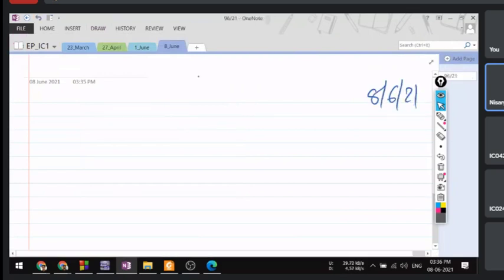So experiment 6 is completed. Fine. Experiment 7: effect of RE on the voltage gain of CE amplifier.